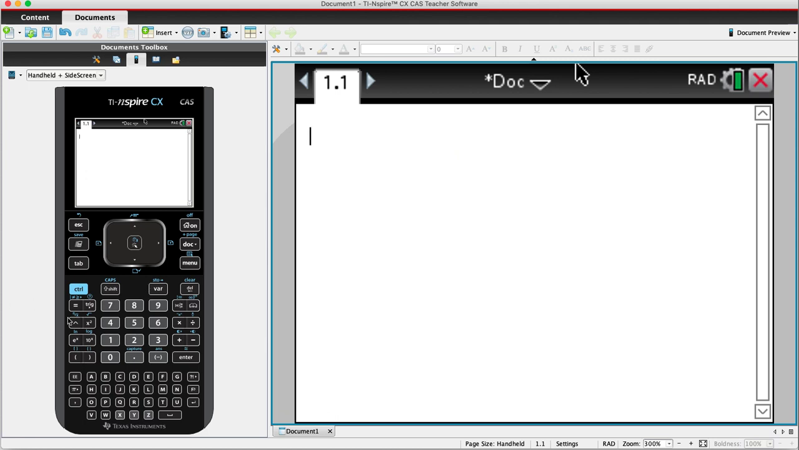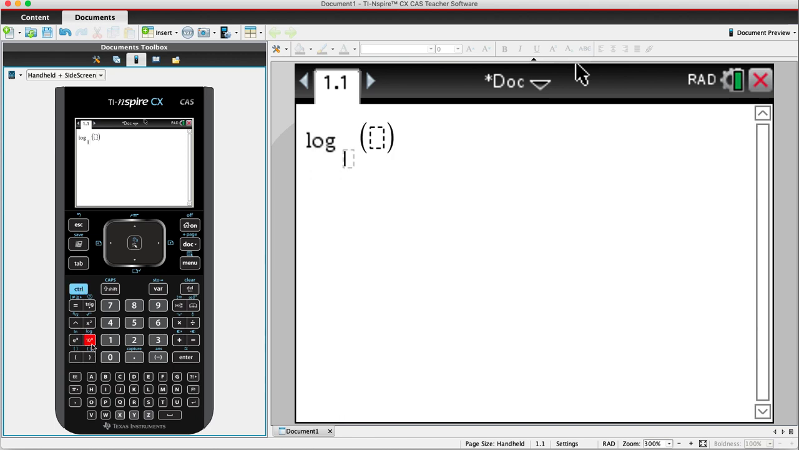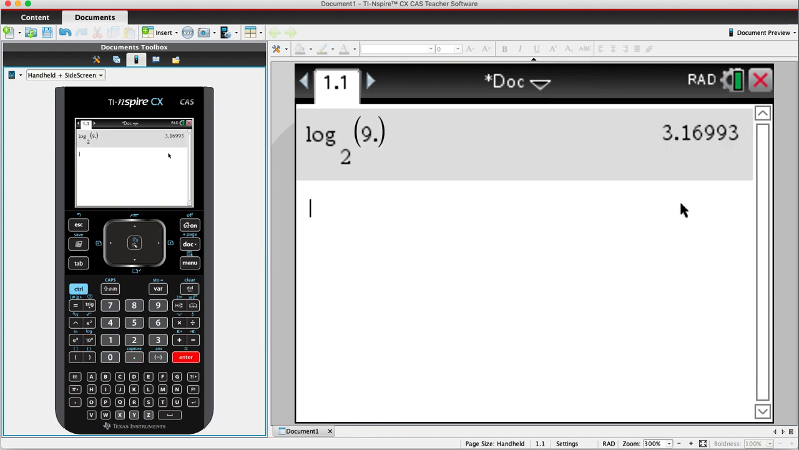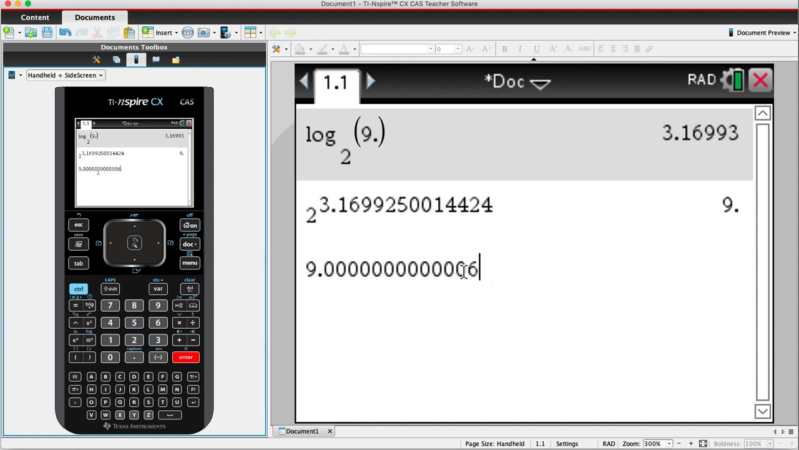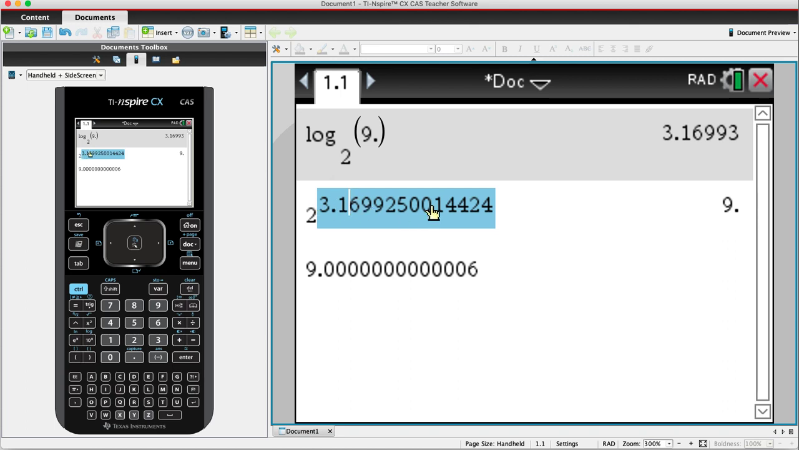So if we work it out, just using the log button, we get log base 2 of 9, and to approximate it we see 3.16993. In other words, 2 raised to that exponent is 9. Now we'll notice here that it says actually 9.00006 because this decimal that we used was an approximation.